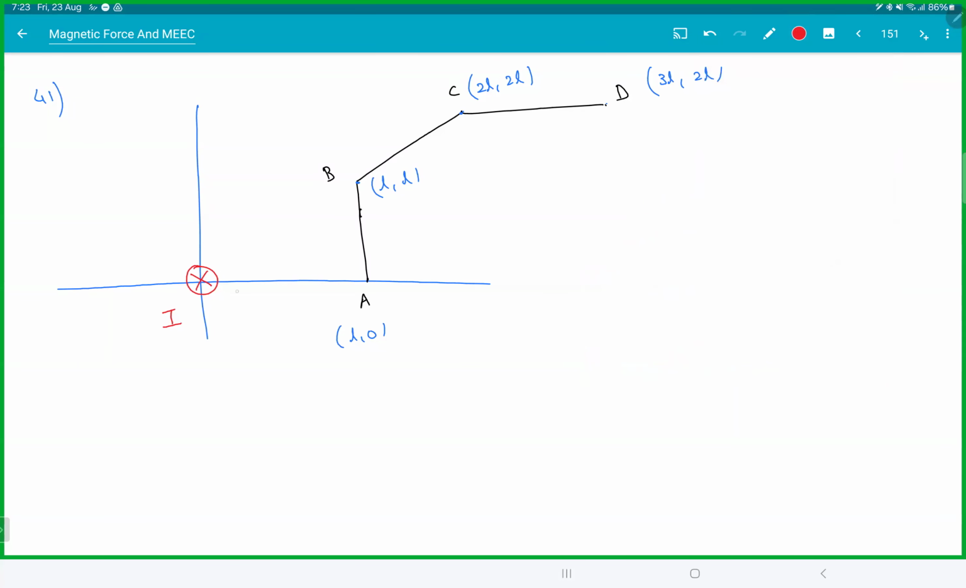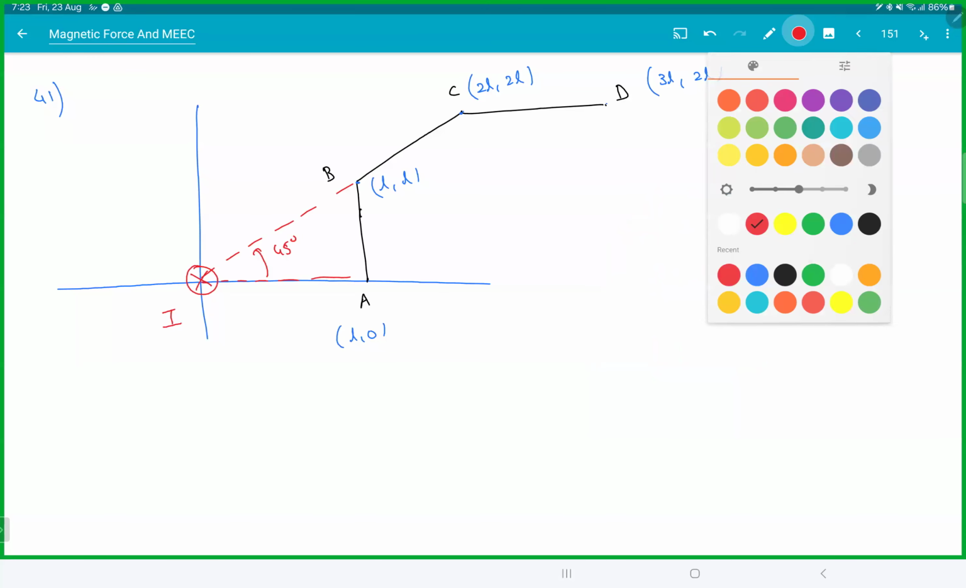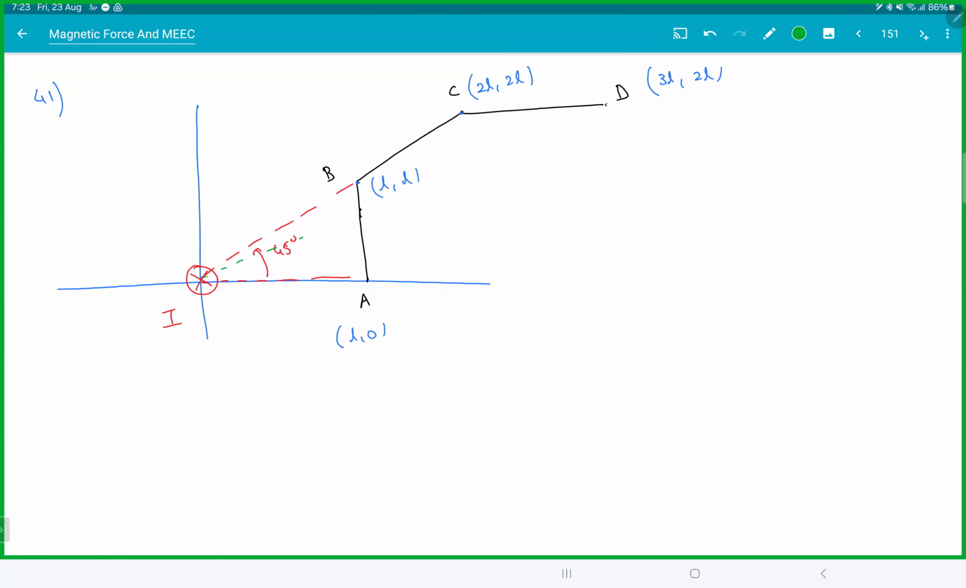So for A to B, we just need to take this angle. This is 45. For A to D, we need this angle. Let's call it theta. Tan theta would be 2 by 3. बस इतना है और कुछ नहीं. So first one का answer would be integral B dot dl for AB is theta by 2 pi, so that is pi by 4 by 2 pi into mu naught into I. So that is mu naught I by 8.